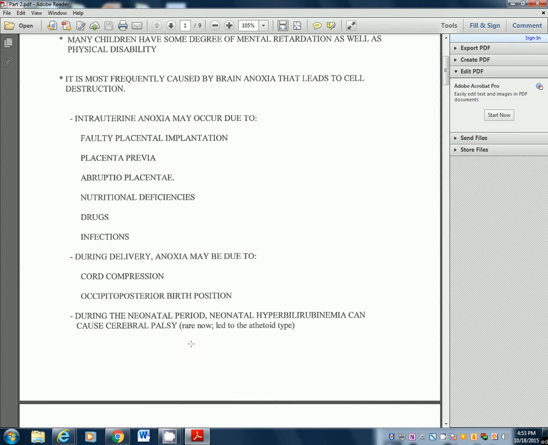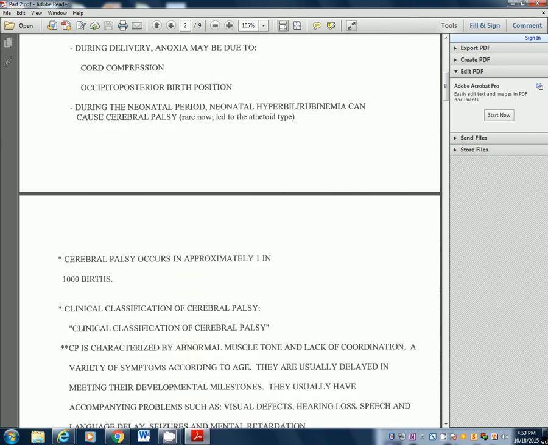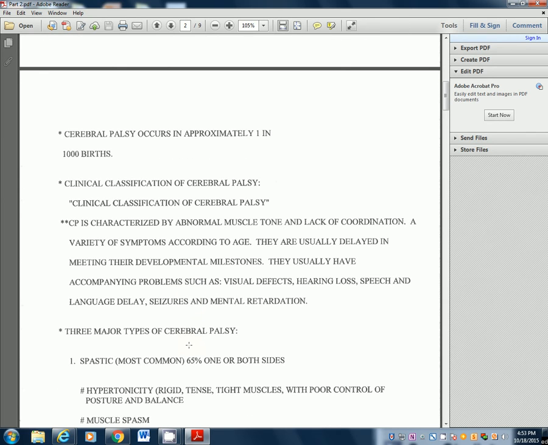Premature infants are at an increased risk because they have immature central nervous systems. During the neonatal period, high levels of bilirubin in the blood can also lead to CP, and that's a rare form now. This occurs in approximately 1 in 1,000 live births.